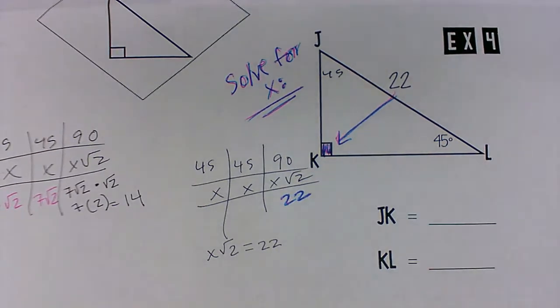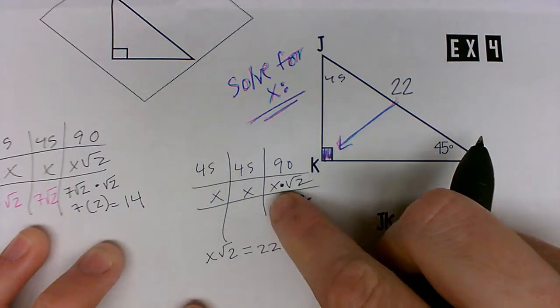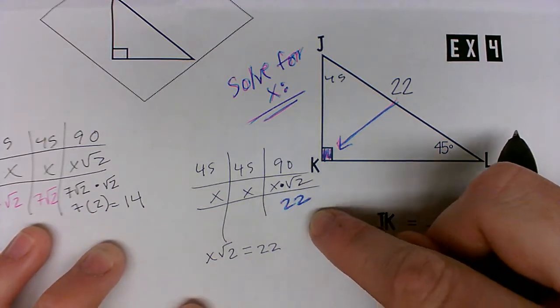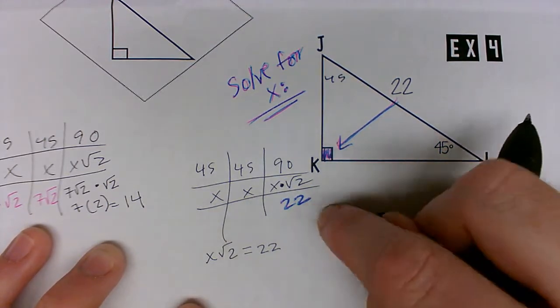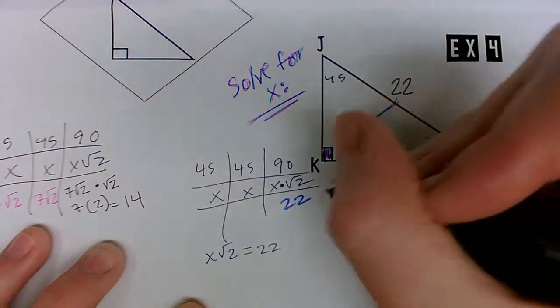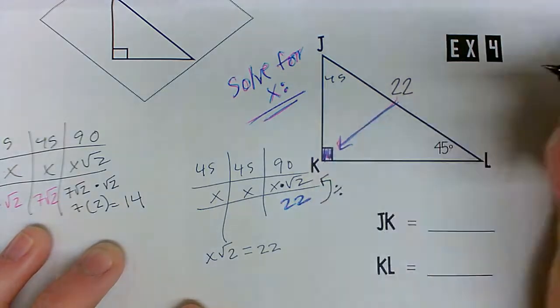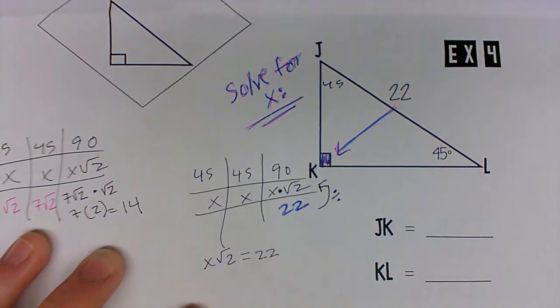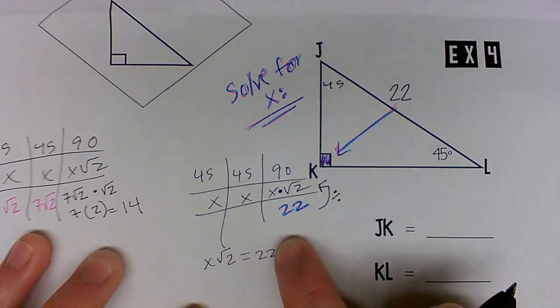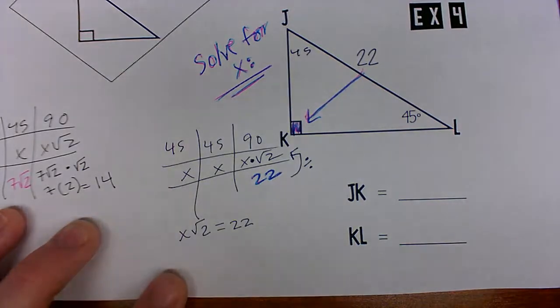Okay, you're also just working backwards here. So I know x times the square root of 2 is 22. That means that I'm going to take that 22 and I'm going to divide by the square root of 2 to find that x value. So you can really do that with any of these as well. Just kind of work backwards and do 22 divided by the square root of 2. You'll see it in either way.